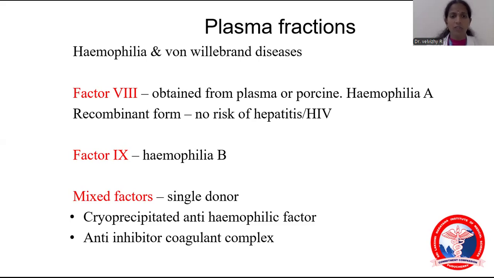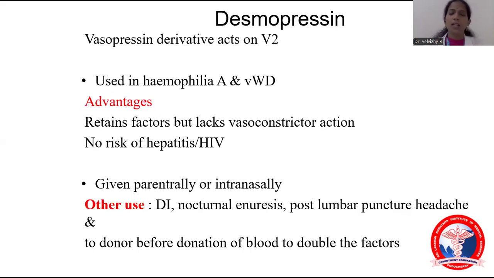A is due to the deficiency of factor 8, and hemophilia B is due to the deficiency of factor 9. So in those cases, the particular factor which is deficient will be administered. In case of hemophilia A, we will be giving factor 8, and in case of hemophilia B, we will be giving factor 9. And another vasoconstrictor we have is desmopressin.